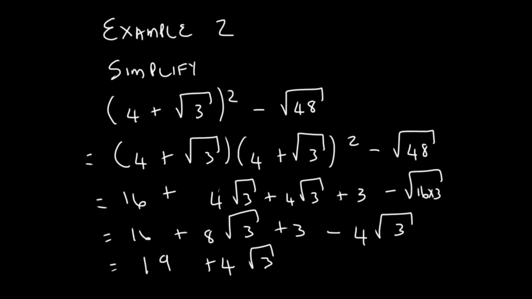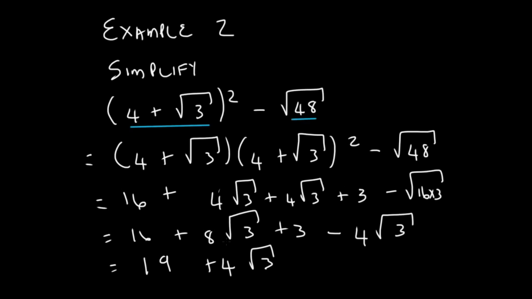And then we break the 48 up into 16 times 3. That simplifies to 16 plus 8 square root 3 plus 3 minus 4 square root 3. And that gives us a final answer of 19 plus 4 square root 3.